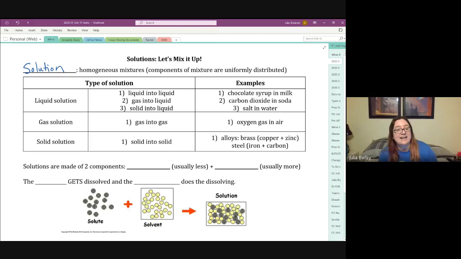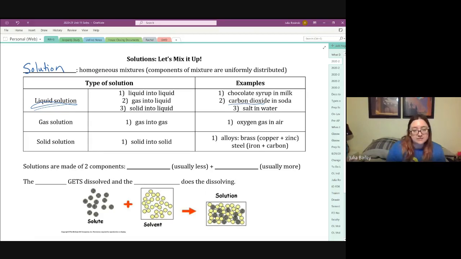You can dissolve a gas into a liquid. That's like carbon dioxide and soda. That's the bubbles. That's the carbonation. It's called carbonation because it comes from carbon dioxide. You can dissolve a solid into a liquid, like salt into water. So a liquid solution is usually the most common because you can easily-ish dissolve liquid or gas or solid into another liquid. Whereas you can't really dissolve a solid into a gas. That's not a thing. Anything can dissolve into a liquid if they're compatible.